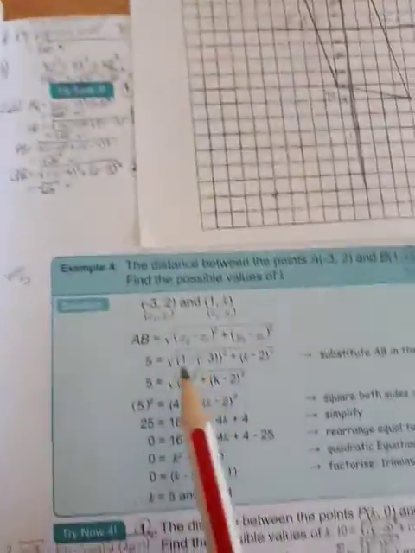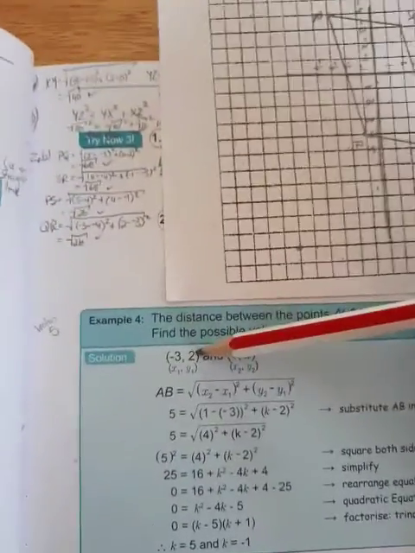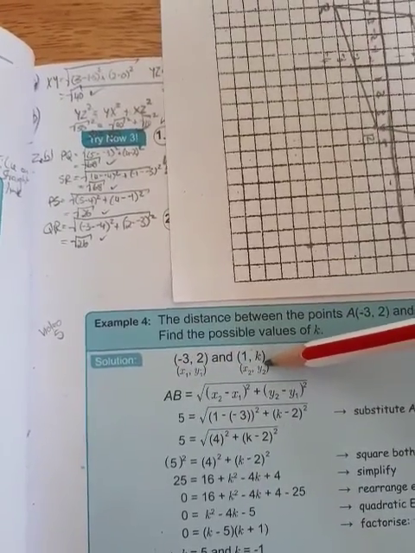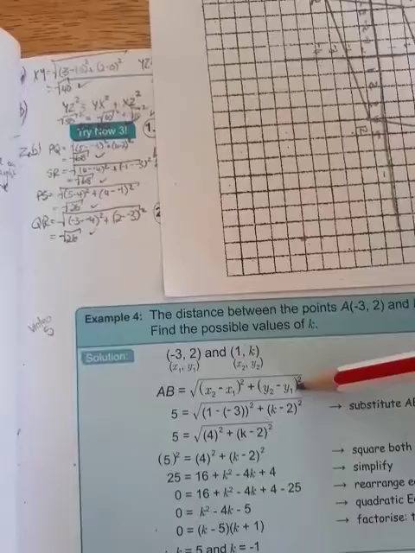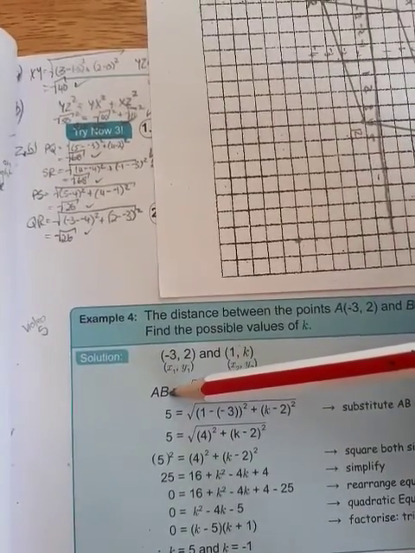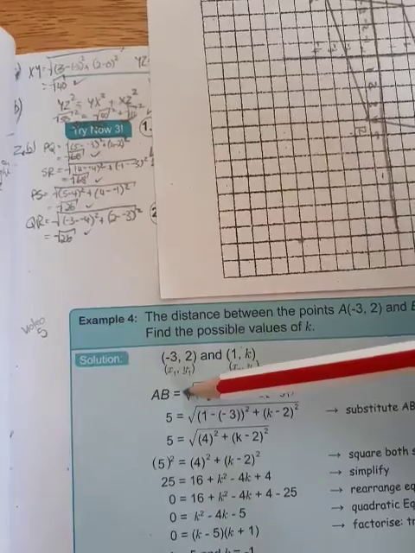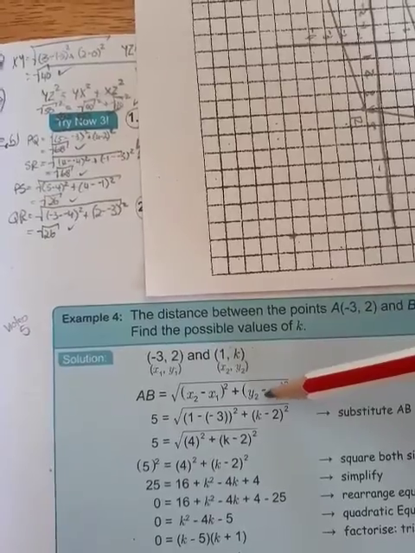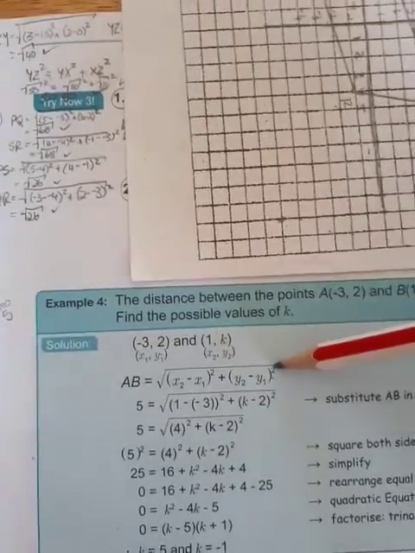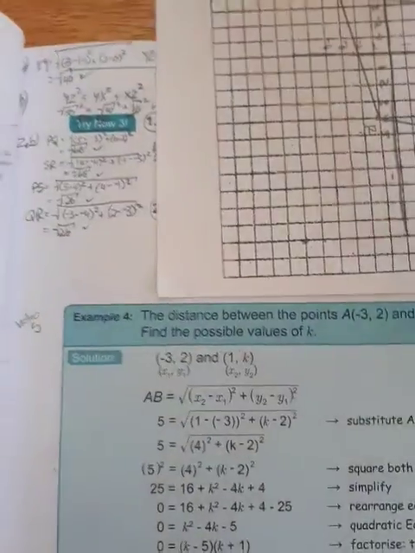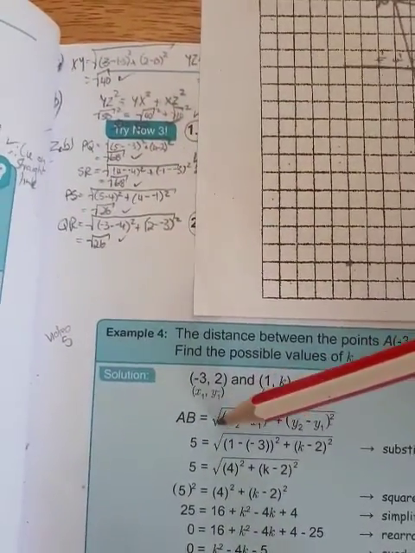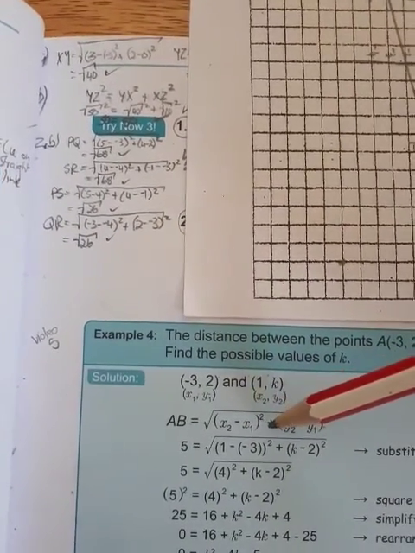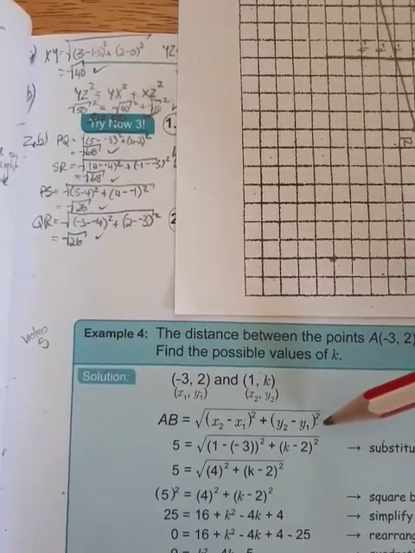Now they say find the possible values of k. So once again, we start by writing down our coordinates and labeling x1, y1, x2, y2. Then write down your formula. The distance AB is given as the square root of (x2 minus x1) squared plus (y2 minus y1) squared. I repeat because I want you to say it in a specific rhythm.